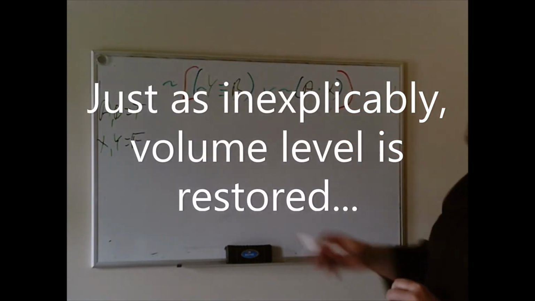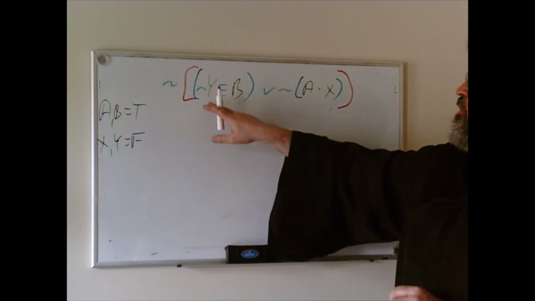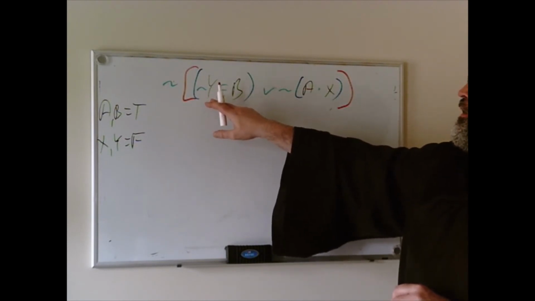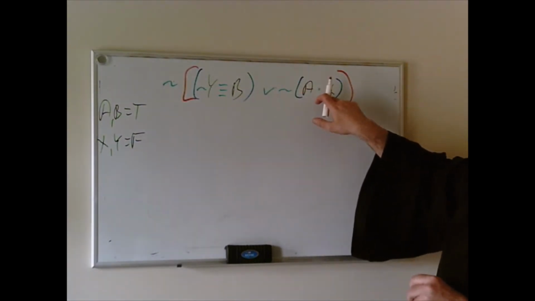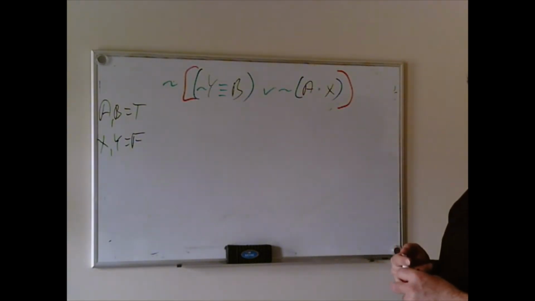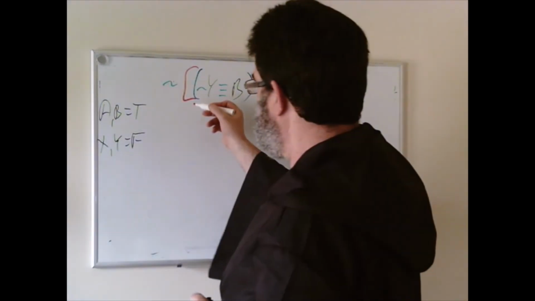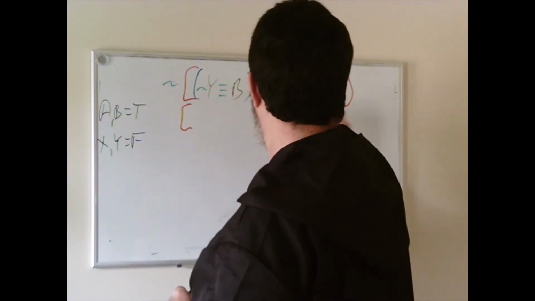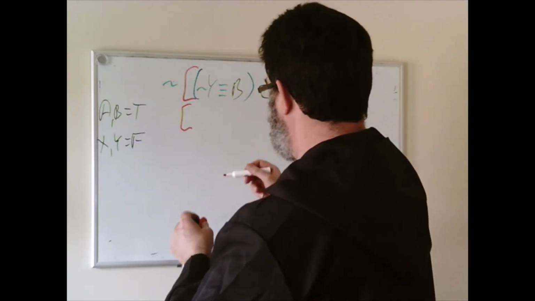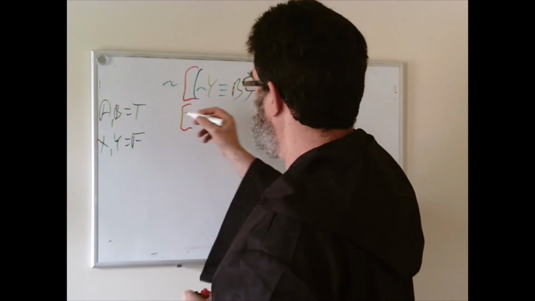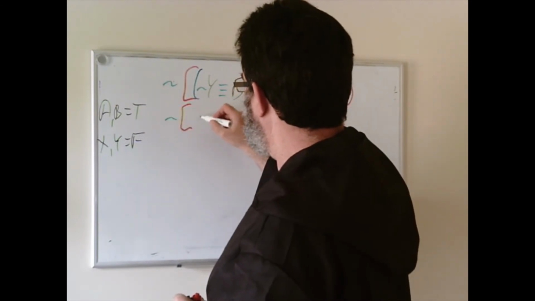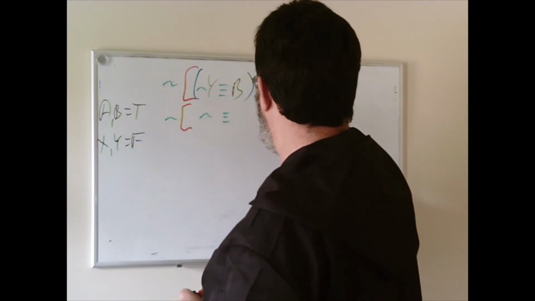So now I have, it is not the case that either not Y if and only if B, or not A and X. So how do I solve this? Well, the first thing that I'm going to do, just like I did last time, is I am going to sub in my truth values for the letters in question.